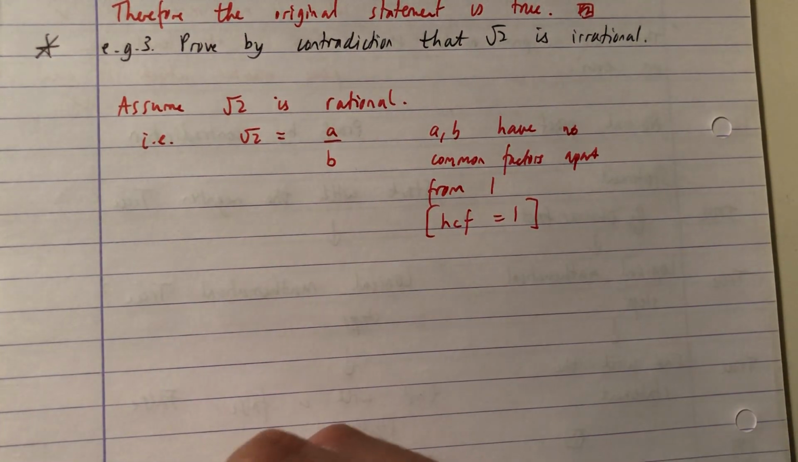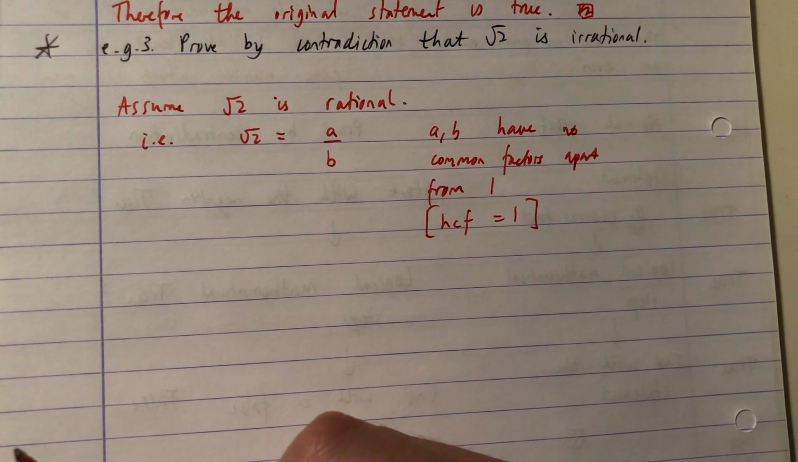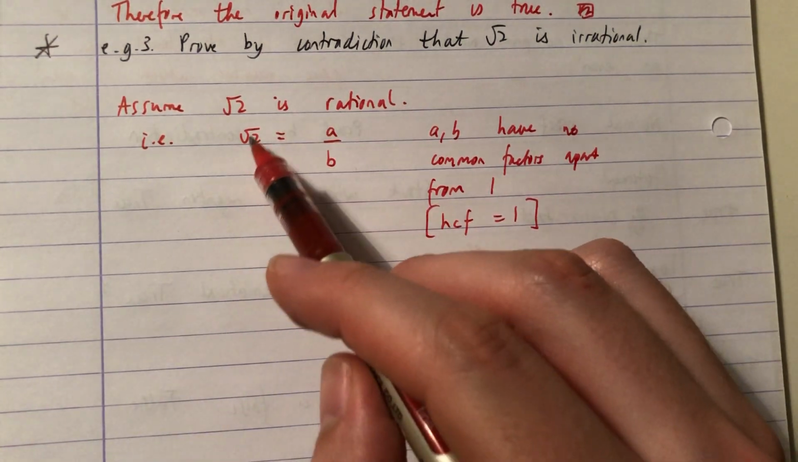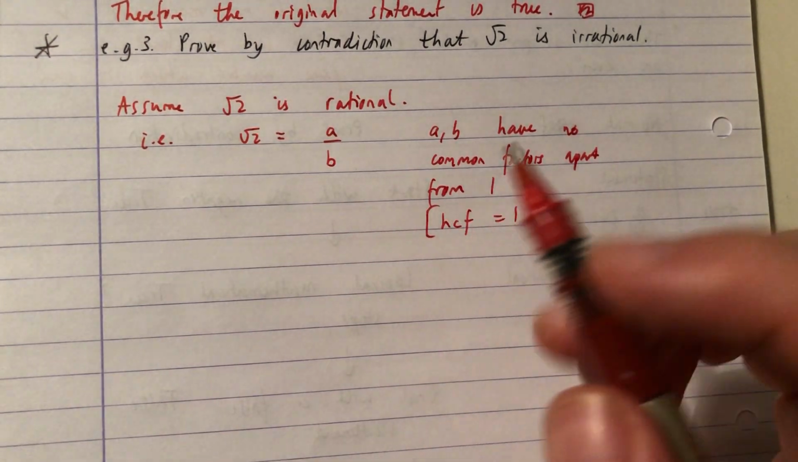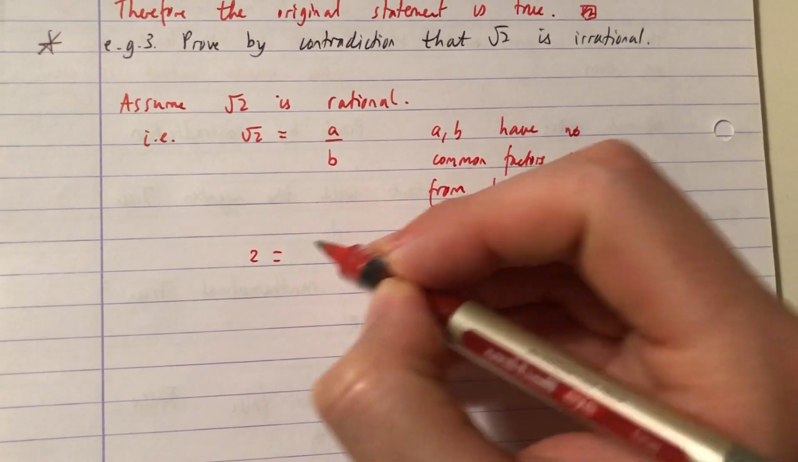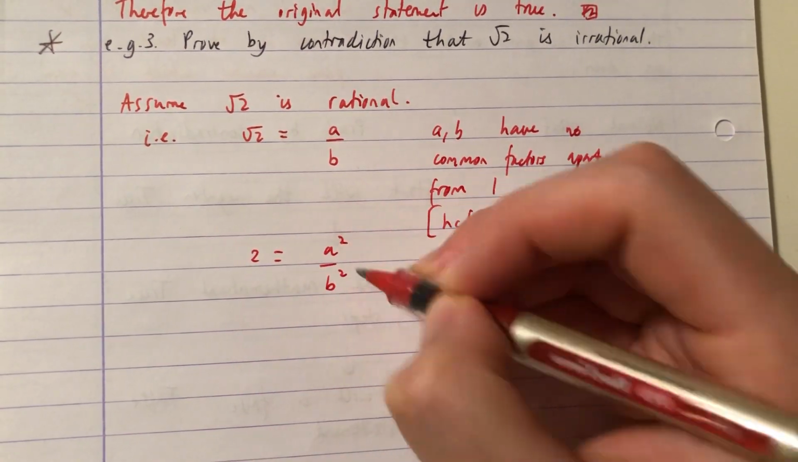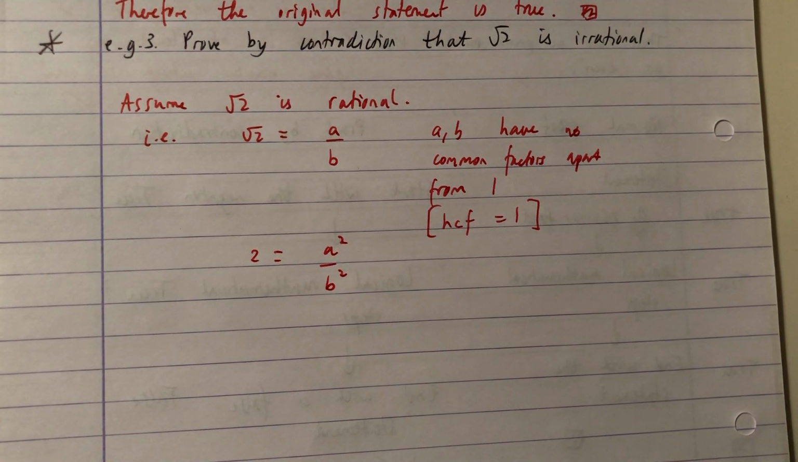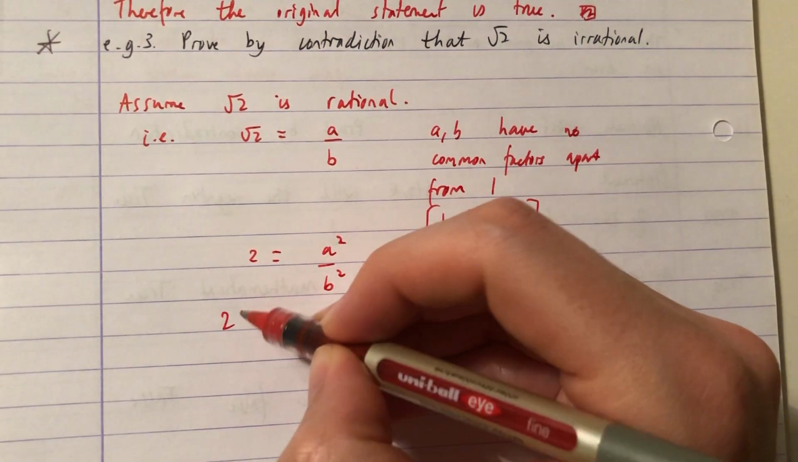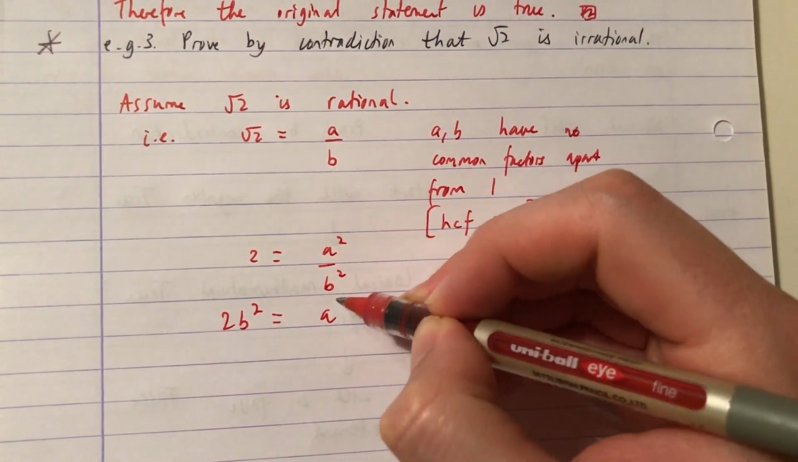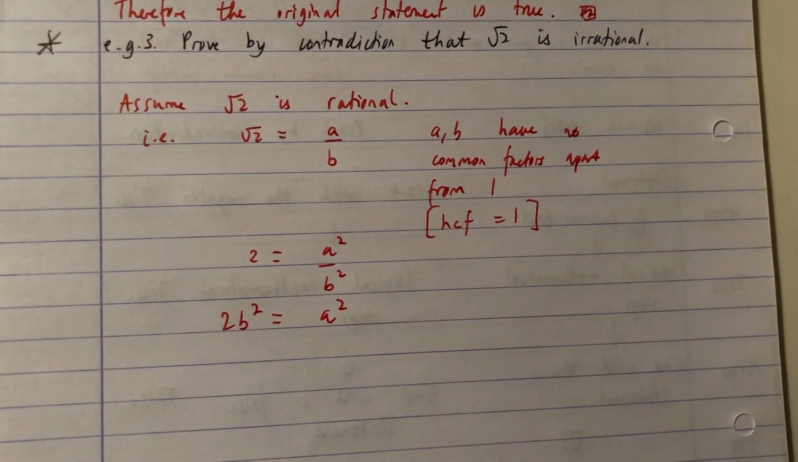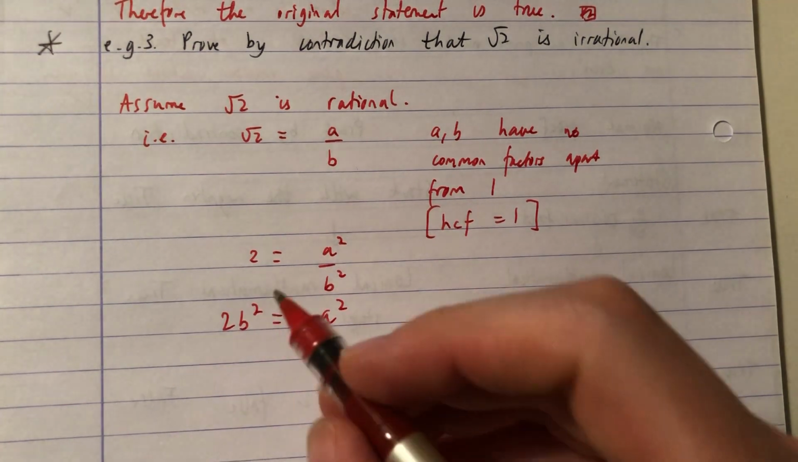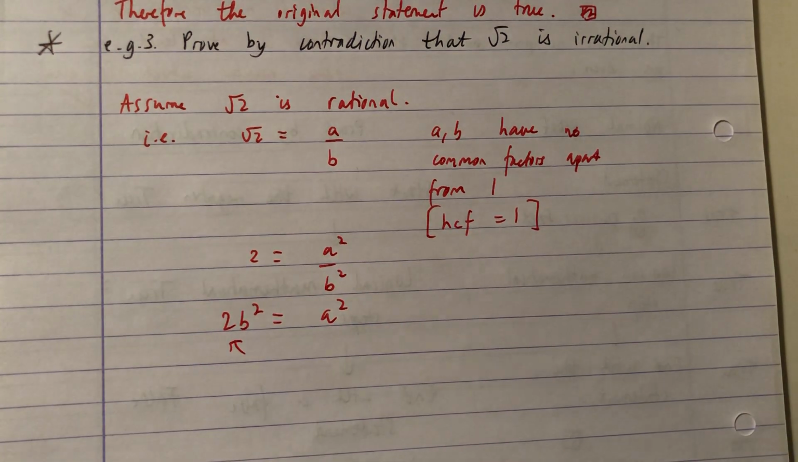Follow logical mathematical steps. Some logical mathematical steps would tell you that you don't like square roots, so you would square both sides. Some logical mathematical steps would tell you to get rid of fractions by multiplying by the denominator. Okay. Now this is a key bit of the proof. That left-hand side is a multiple of 2.